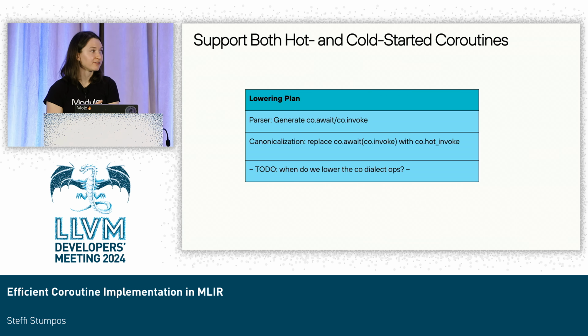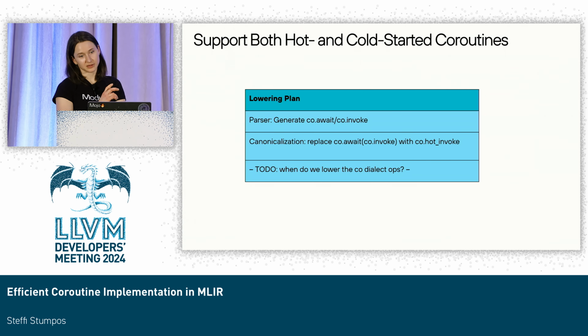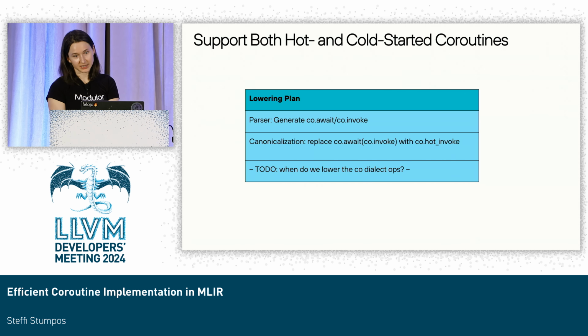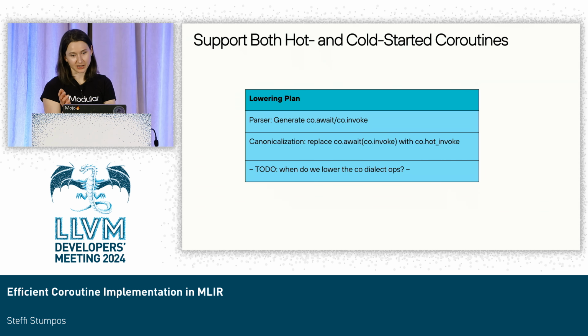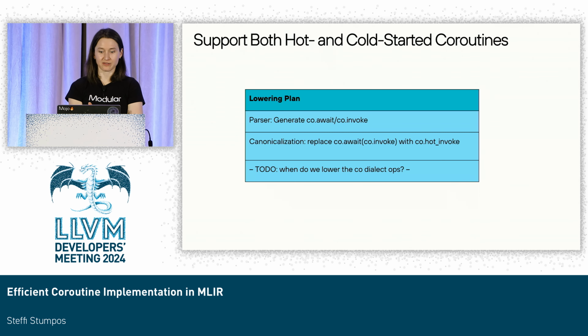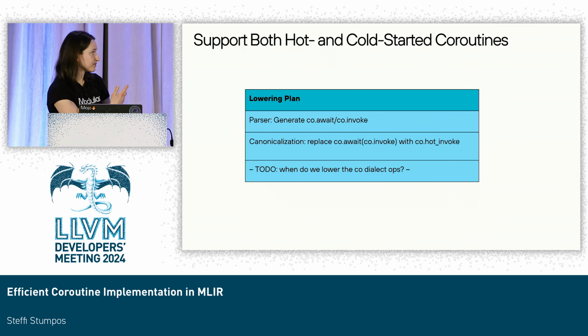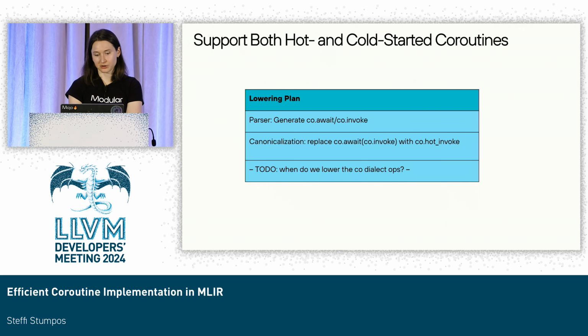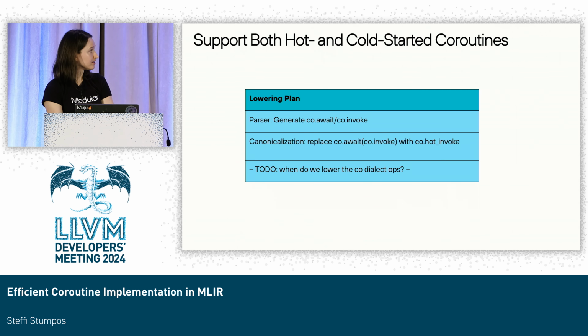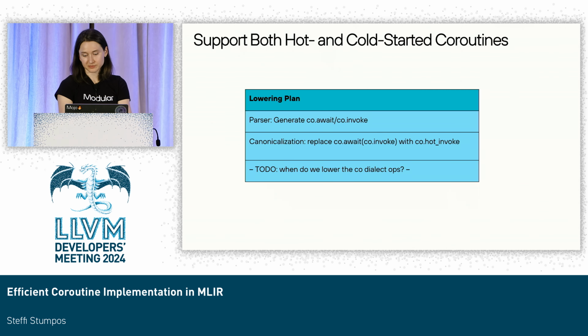OK, so as we identify these transformations, let's start keeping track of them so we have our lowering plan. I didn't really go into how the parser emits await and invoke. It's kind of outside the scope, but we'll just assume that we have that. The next thing was the transformation we just mentioned, the canonicalization. So now let's talk about when we lower away the rest of the coro dialect ops.